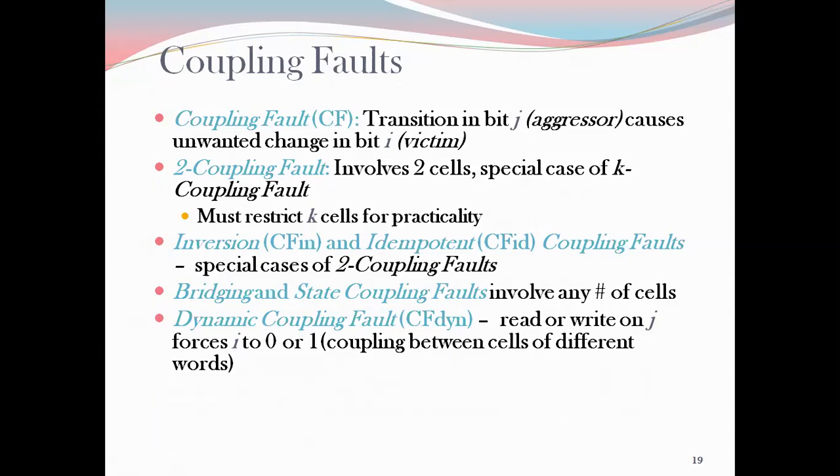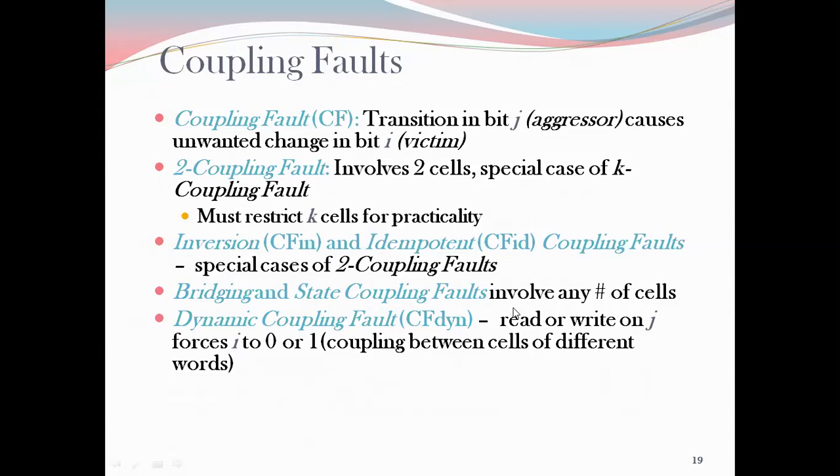Idempotent coupling fault. It is a transition fault. I think we've already discussed it earlier. What is new is bridging and state coupling faults. Bridging faults are between the lines, that is the wires. So we are not talking about only cells, but the connecting wires or the lines which are coming to a particular cell. It is modeled on AND logic or OR logic between the wires. This also has been discussed in the fault model earlier.